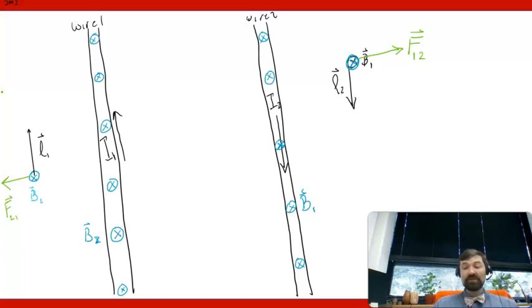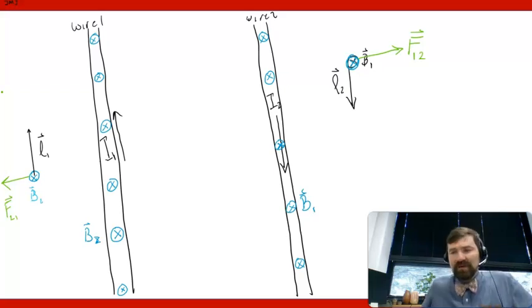For what it's worth, I'm not going to do this in this video, but if you change this so that the current I2 is also upward, so both currents point up, or if you change it so both currents point down, then the two forces will be directed towards each other. So if the currents are in opposite directions, you get a repulsive force. If they're in the same direction, you get an attractive force.